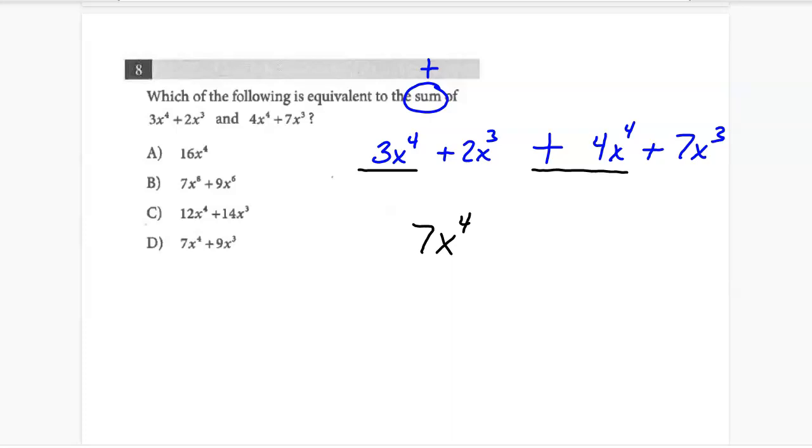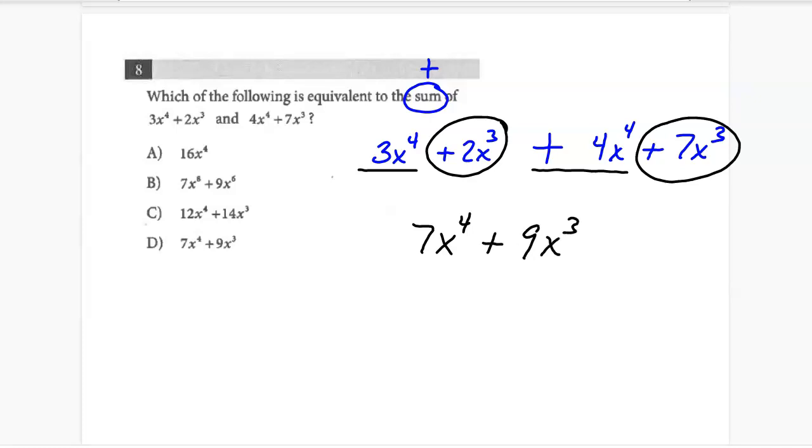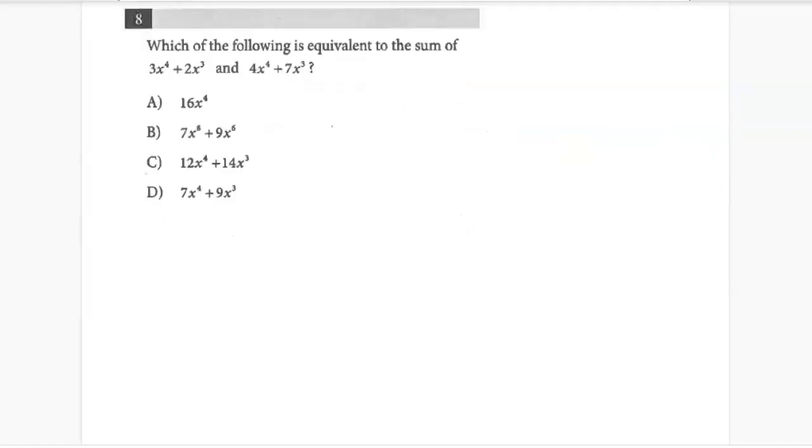Do not change the exponent there. We're just combining like terms. Positive 2x to the 3rd, positive 7x to the 3rd. That's positive 9x to the 3rd. Which looks like the correct answer of D. All right, looking pretty good.